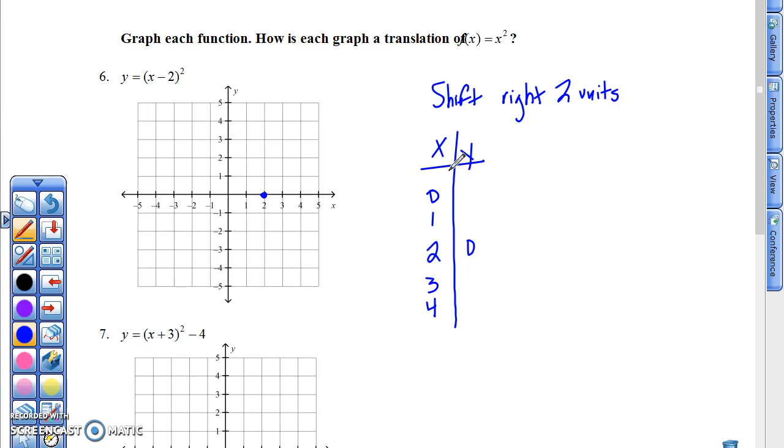Several different ways I could do this. I could just do this based on my quadratic pattern, or I could plug in values and solve. If I plugged in values and solved, this would be 3 minus 2 squared is 1 squared, which is 1. If I'm at 3, 1, because of my symmetry, I'm also at 1, 1. 4 minus 2 squared is 2 squared, which is 4. If I'm at 4, 4, then I'm also at 4, 0. And that would be my graph.